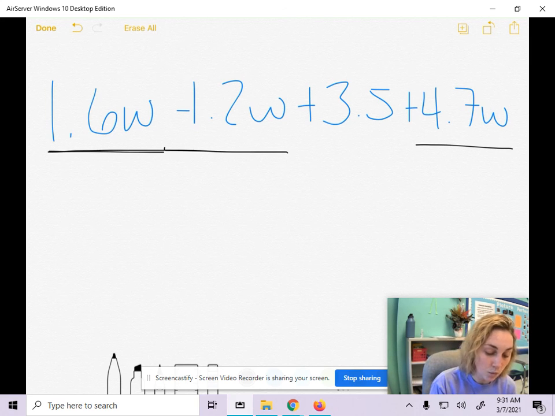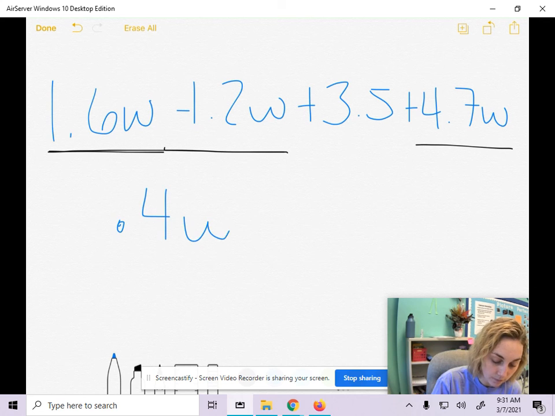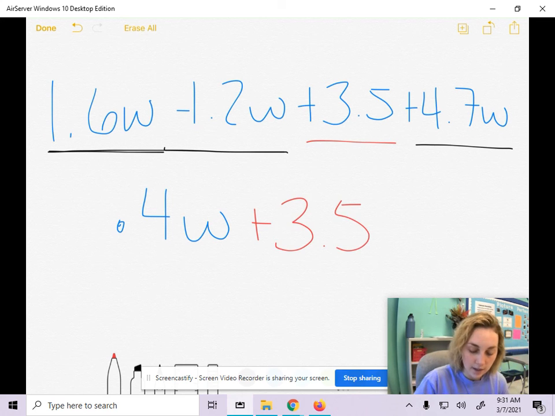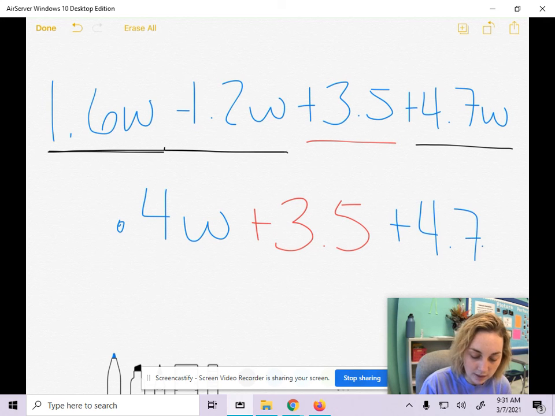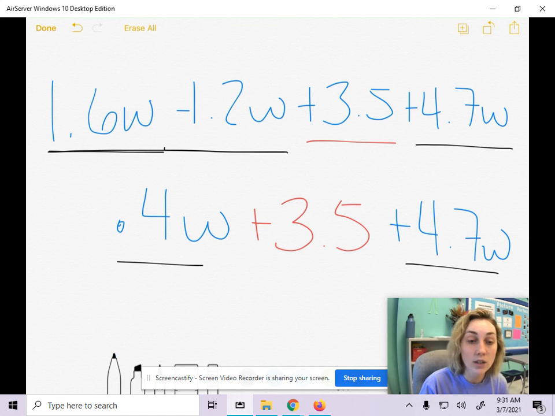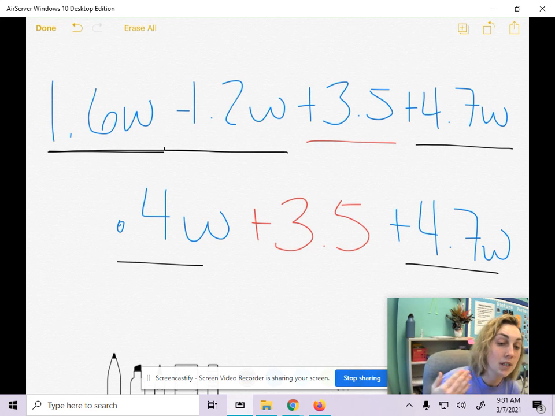So our first part is going to be 1.6 w. We're going to subtract that by 1.2 w. Okay. So 1.6 minus 1.2, well, that's going to leave us with 0.4 w. Okay. We can bring down this 3.5, or 3 and 5/10. And then our other like term that we had is plus 4 and 7/10 w. Okay, so again, we need to see that these are both like terms. We can combine them. So now what we have is 0.4 w plus 4.7 w.